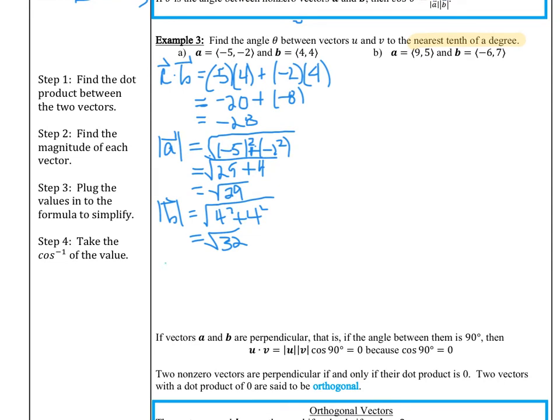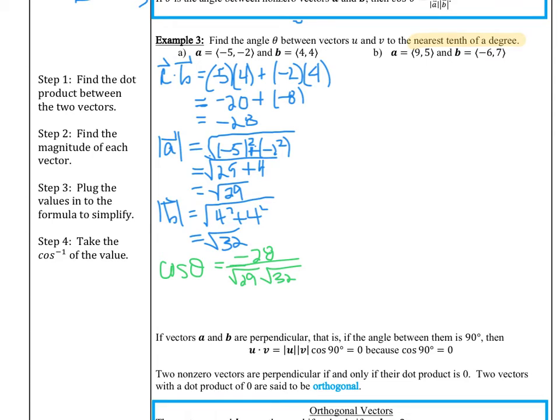I'm going to start by saying this is the cosine of theta. So I'm going to use the negative 28 as my numerator. And then I'm going to multiply the magnitude of vector A, which is square root of 29, and the magnitude of vector B, which is square root of 32. Multiply those together, and then that's going to be my denominator.